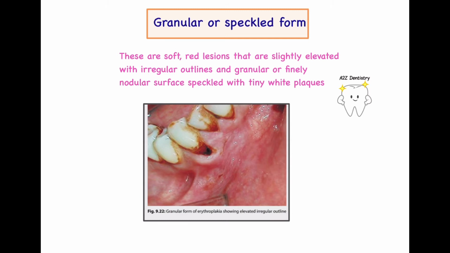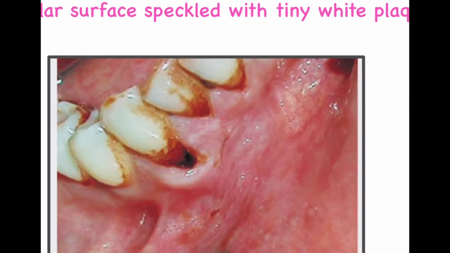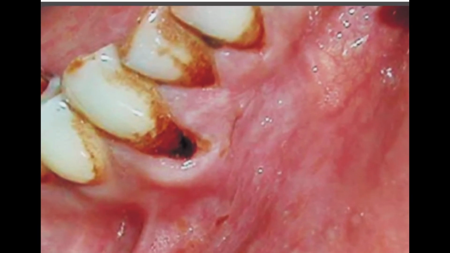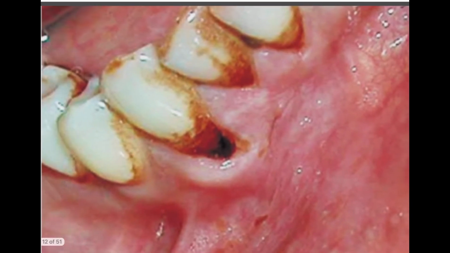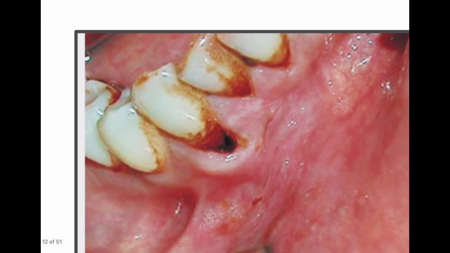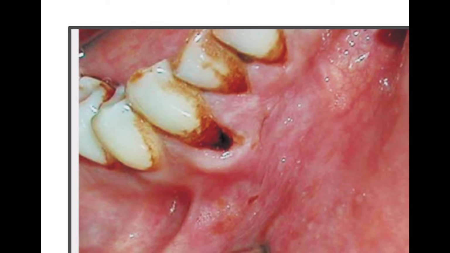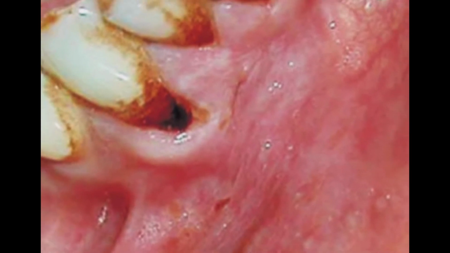Sometimes there might be small white plaques present in this lesion also. We can see here the lesion is present in the canine region itself, and here you can see that it is appearing slightly elevated. Also the boundaries are irregular, and there are small white nodules present.